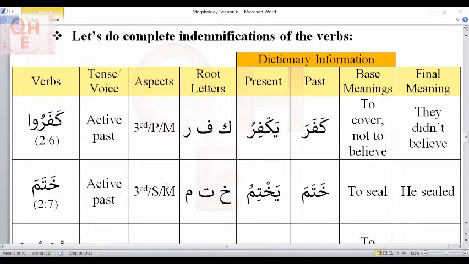Okay, let's look into the next word. The next word we found is khotama. Okay, khotama, it's very easy, active past tense, right? And it is third person singular male. Root letters kha, ta, mim. When you enter the dictionary, the transliteration tells you the past tense pattern should be khotama. That's what our word also is. And you should see an I next to the transliteration. That tells you the present tense pattern should be yakhtimu. And the base meaning is to seal.